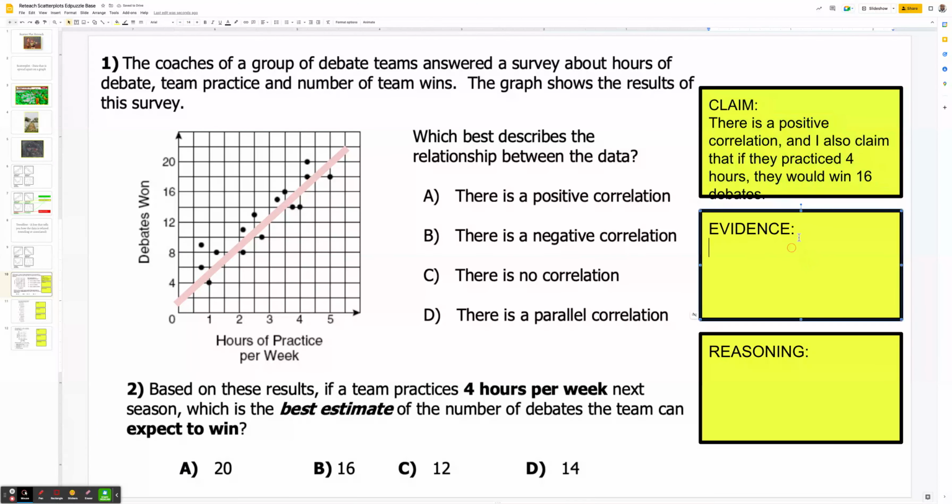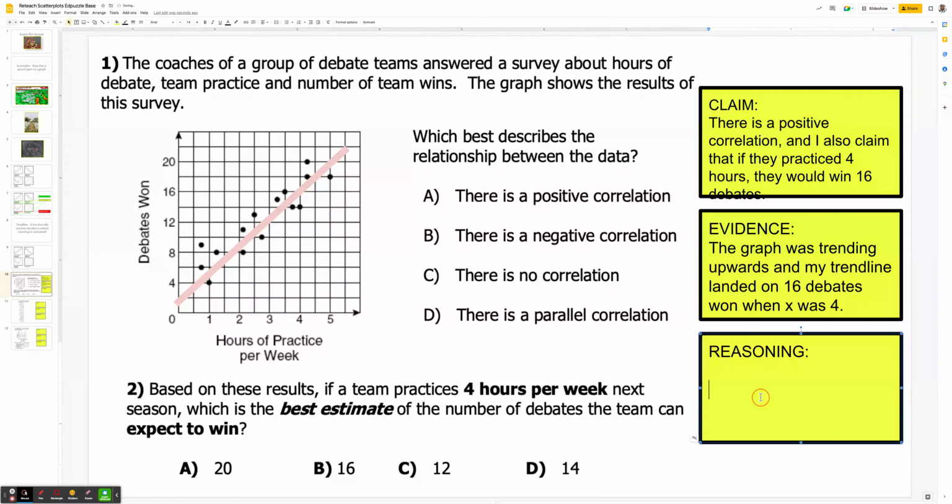So what is my evidence? Well, my evidence is that the graph was trending upwards and my trend line landed on 16 debates when x was 4. And your reasoning.